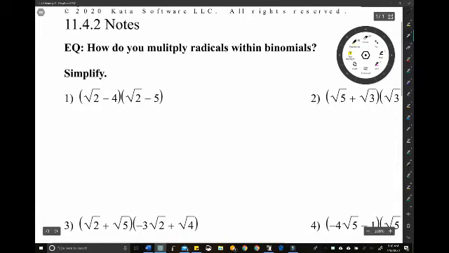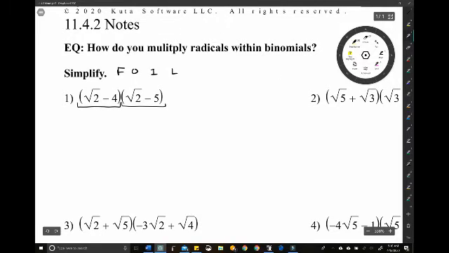How do you multiply radicals within binomials? We are adding on to our multiplication. If you forgot about 11.4.1, it'd be a good idea to go back and rewatch. The main idea with multiplying these is now we have binomials, which are two terms, if you remember those. Simplifying, basically we're going to use the good old FOIL process.